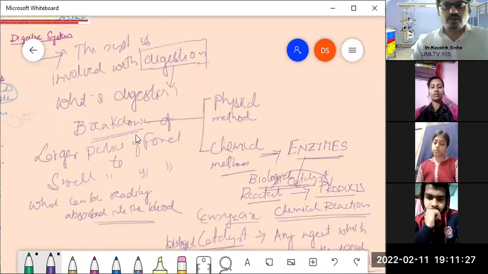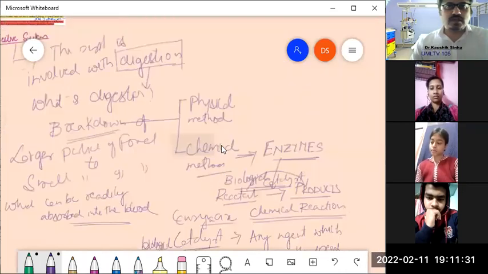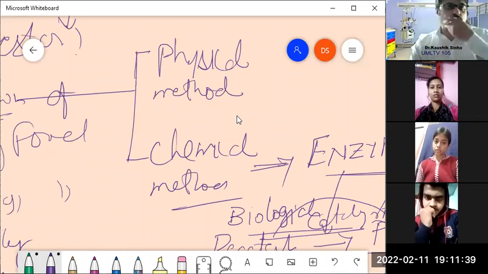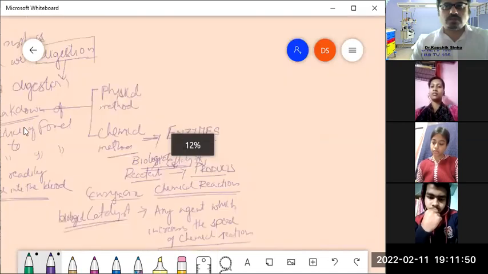Now, for this breakdown, there are two methods involved. One is the physical method, another is the chemical method. Physical method means any kind of application of force to break down particles. And that force can come by the process of chewing. With the application of your teeth or with the muscles present in the oral cavity, the physical method is thus employed to break down the food.